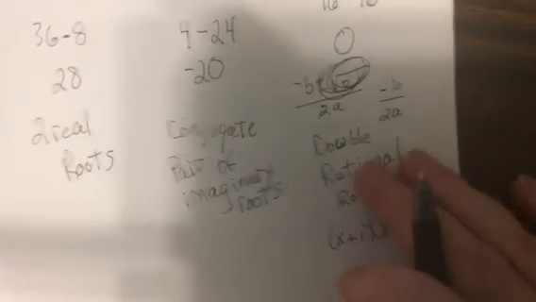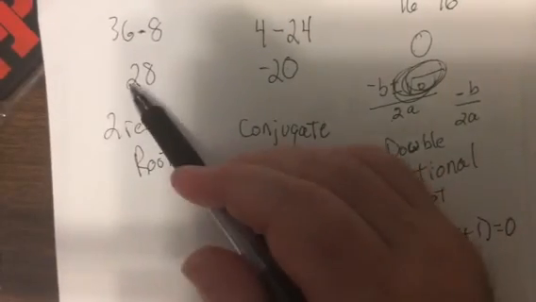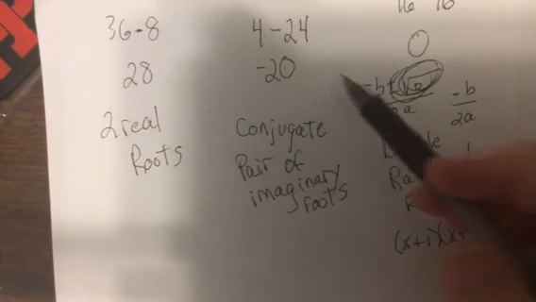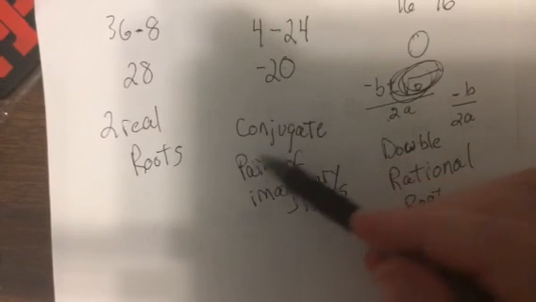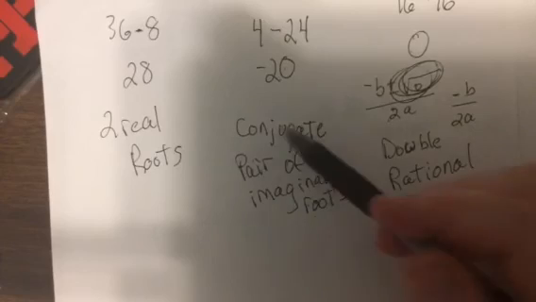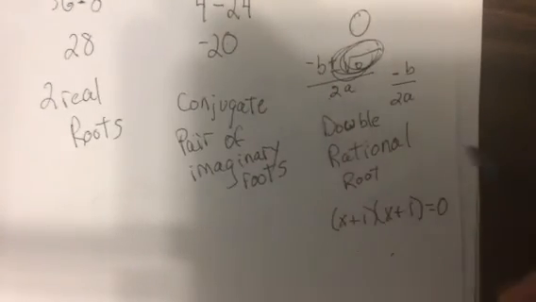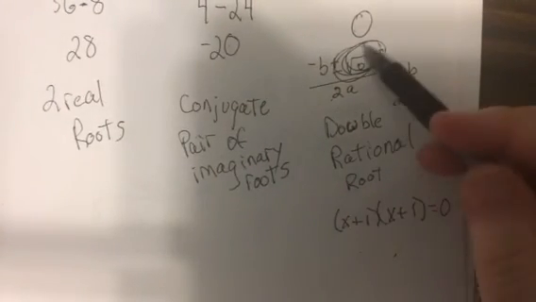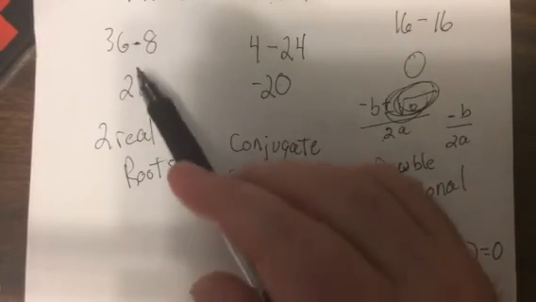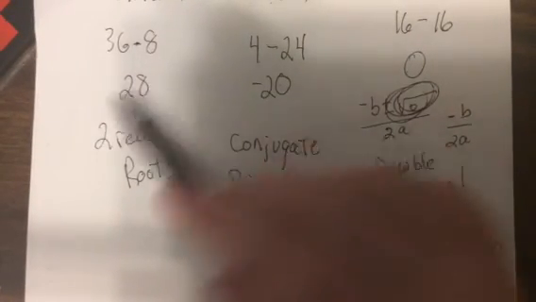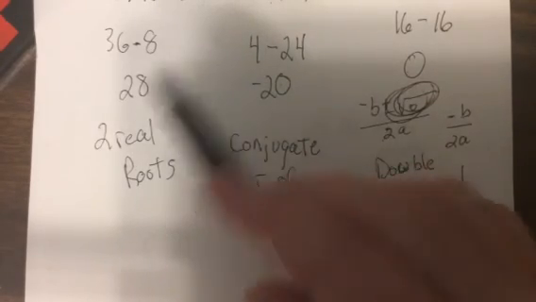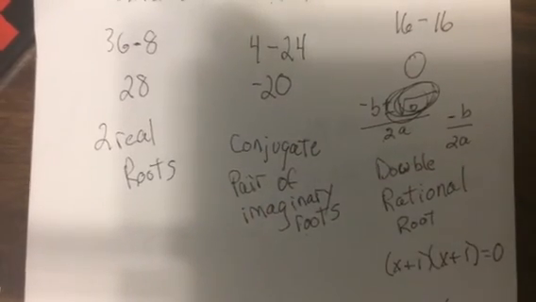Same answer twice. So two real roots if it's positive. If it's negative, it's a conjugate pair of imaginary roots. But if you just put two imaginary roots, I'll take it for this test. And double rational root is when it's 0. So if it's positive, two real roots. Now this is not the answer. We did not solve the problem. We just said what type of answers we're going to have.